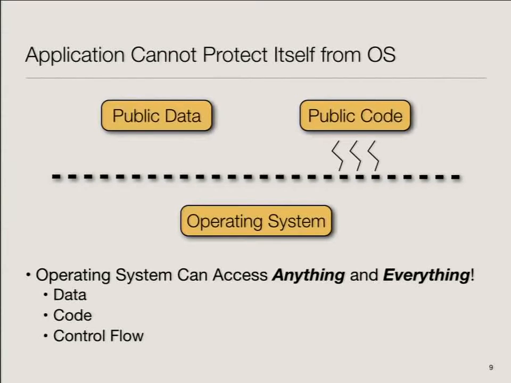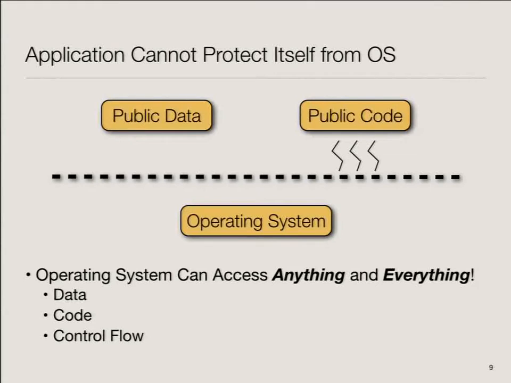The fundamental problem is that applications cannot protect themselves from the operating system kernel. So if I want to write an application that does not trust the operating system kernel, I will be inclined to write an application that just keeps its data encrypted as long as possible. So it'll encrypt data when it sends it to the file system or to the network. It may even keep data encrypted while it's stored in memory. The problem is that even if the application does this, it cannot protect itself from the operating system kernel. The reason why is the operating system kernel can access anything and everything on the system.